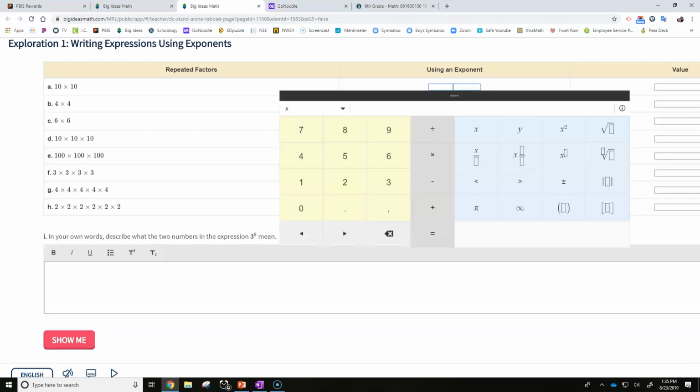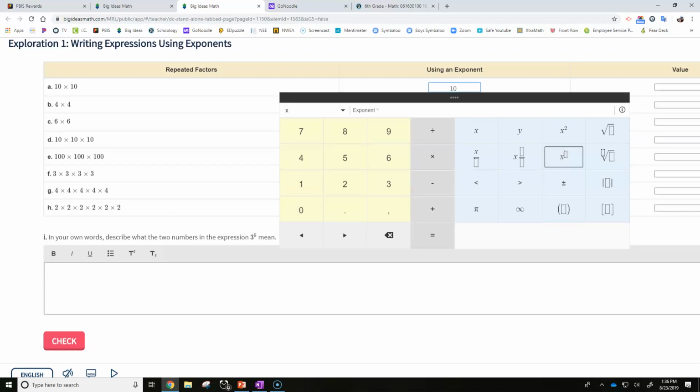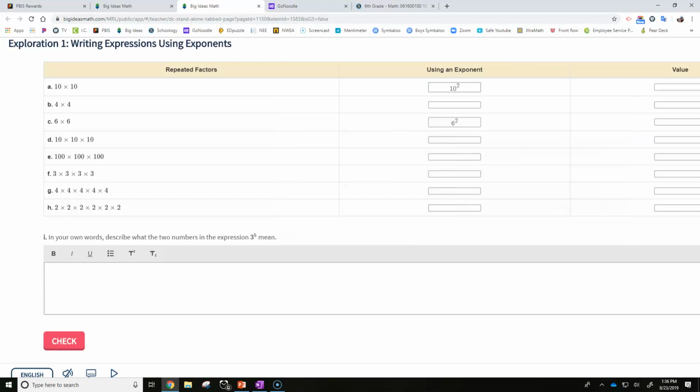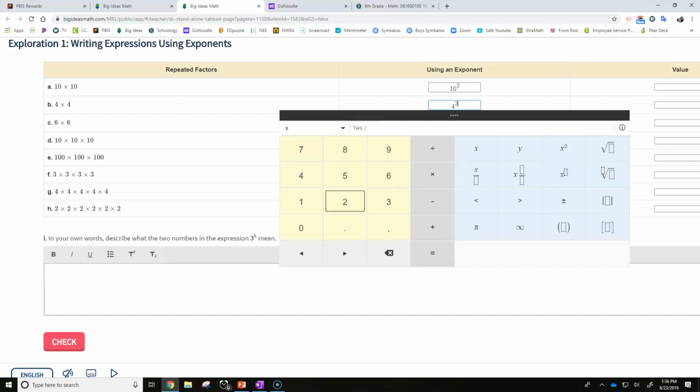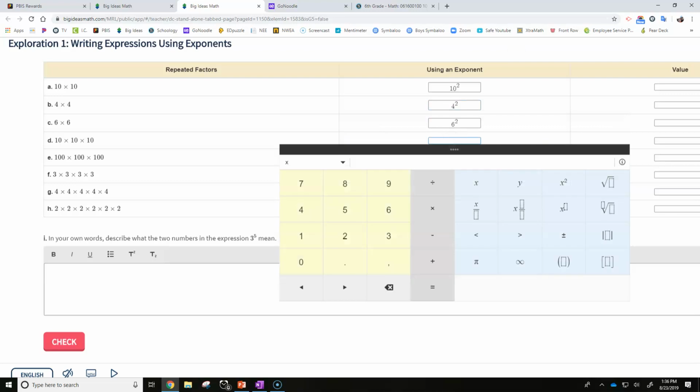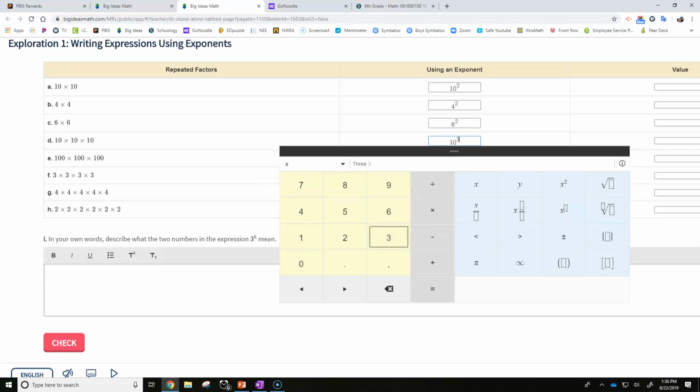So, let's go through these. I'm just going to ask for answers. Raise your hand, and then we'll check it at the end. So, first, 10 times 10. What do you think the answer is, Alex? 10 to the second. Okay, so I will take 10 to do exponent, x with the little box, second power. How about 4 times 4? So 4 to the second power. I did this one, so what about 10 times 10 times 10? 10 to the 3rd power.